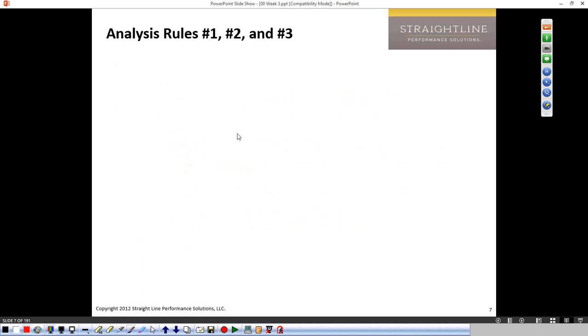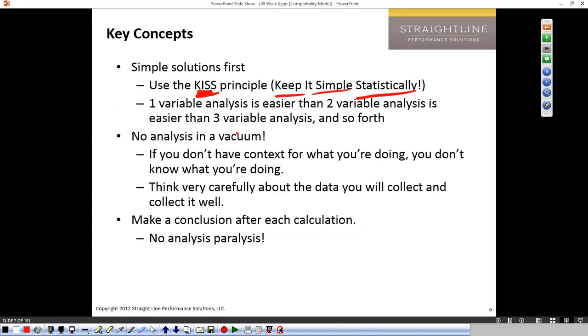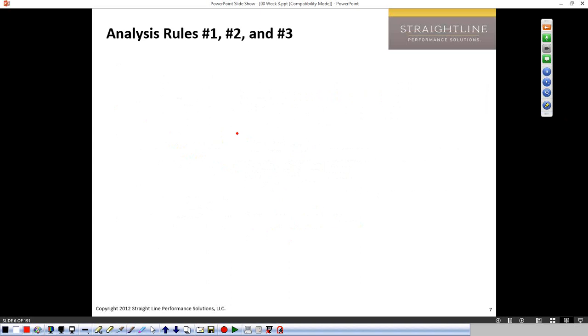All right. So those are sort of the pre-concepts. Now let's get into the rules of data analysis, and there's only three of them that you absolutely have to remember in order to be a good analyst. It's not sufficient, but it's necessary. You need to know these three rules, and I'm going to make you a good analyst if you know these, but you can't be a good analyst if you don't know these.